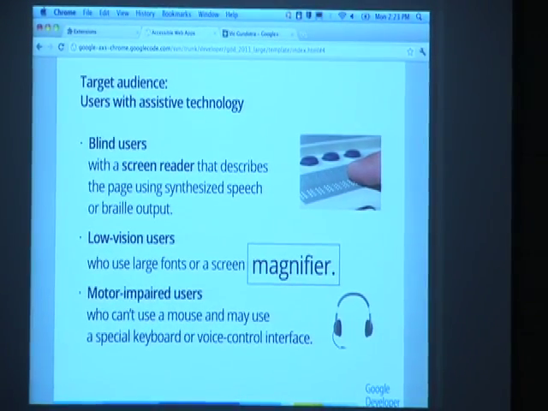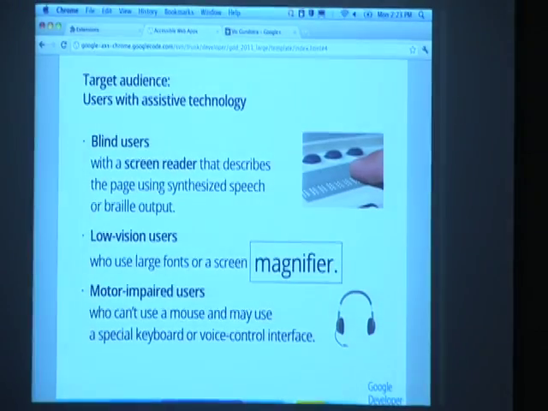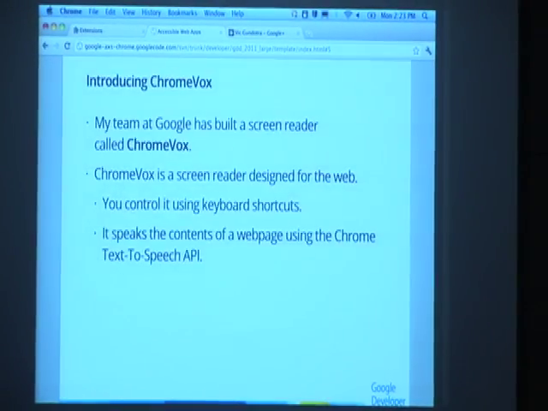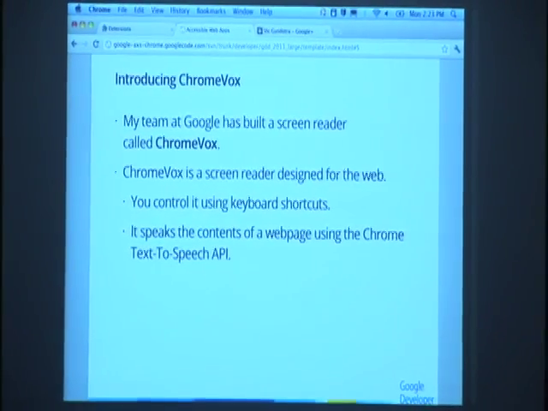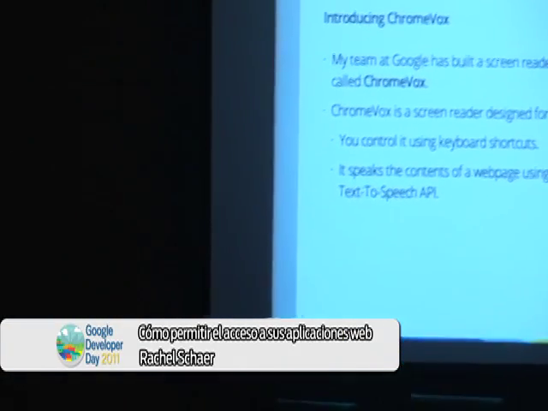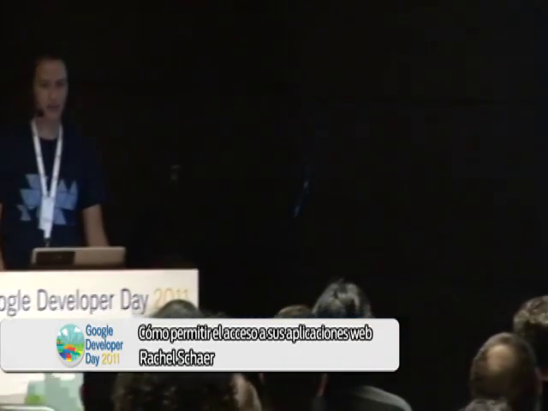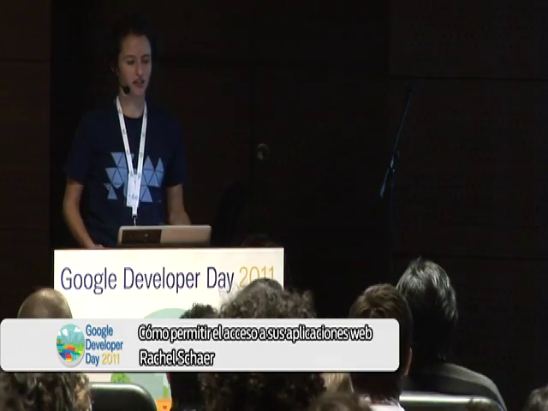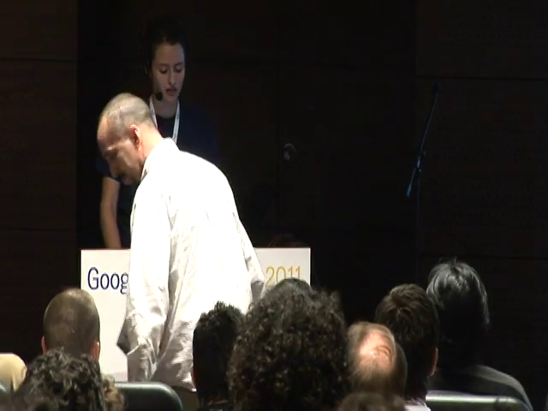So now that we know what assistive technology we can design our web apps for, how are we going to test our apps? And I have one suggestion for you today, and that's to use a screen reader called Chromevox that my team at Google built. It's essentially a screen reader, and as I said before, it describes the contents of a page. And Chromevox uses speech to describe the contents of any web page. You control it using keyboard shortcuts, and it uses the Chrome text-to-speech API to speak the contents of a page.